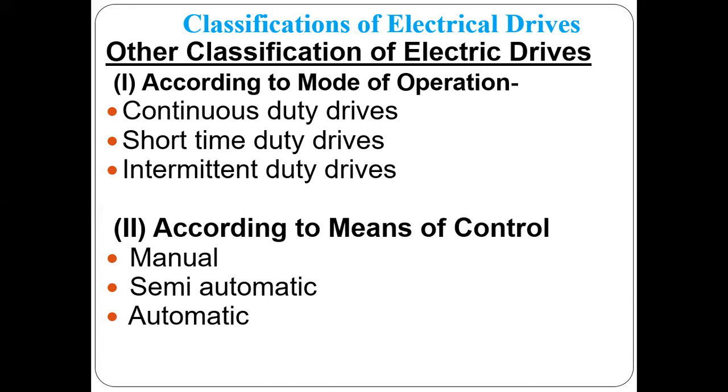Manual means it will operate manually. Semi-automatic means some part is manual and some is automatic, so that is called semi-automatic. And third one is automatic, that means fully automatic.